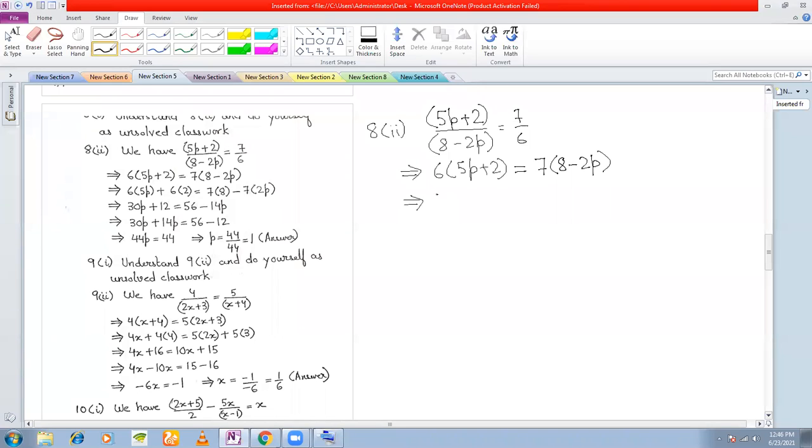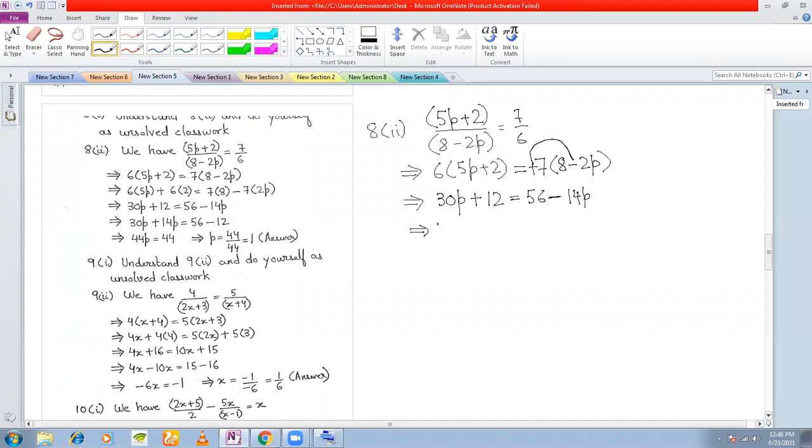So 6 into 5p will give you 30p plus 6 into 2 will give you 12. 7 into 8 will give you 56 minus 7 into 2p will give you 14p, because here you have a plus sign, this plus and this minus sign, they combine to give you this minus sign.